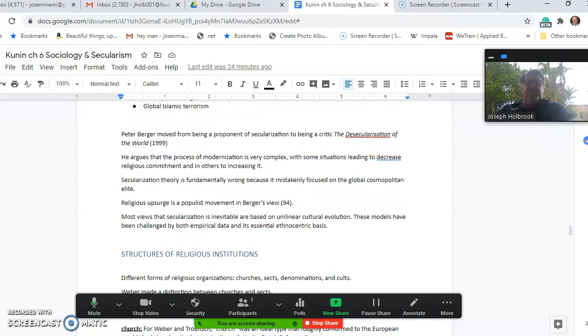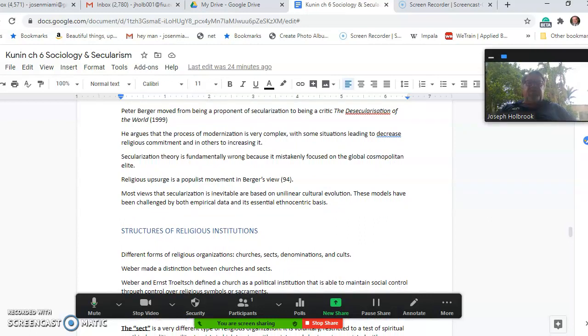Peter Berger rethought his position and moved from being a proponent of secularization to a critic. In 1999, he published a new book updating his views called The Desecularization of the World. In this book, he argued that the process of modernization is very complex, with some situations leading to a decrease in religious commitment and others increasing it. In other words, some people react to modernization by becoming more religious. For example, Jewish and Protestant fundamentalism, Islamic fundamentalism.